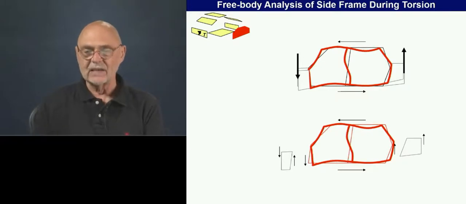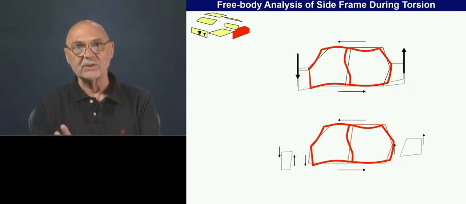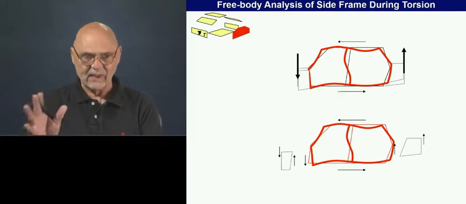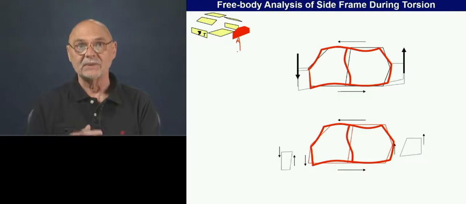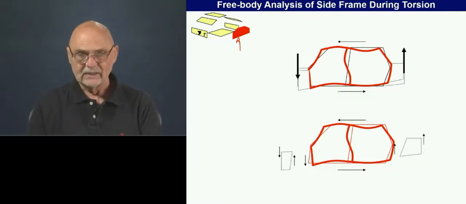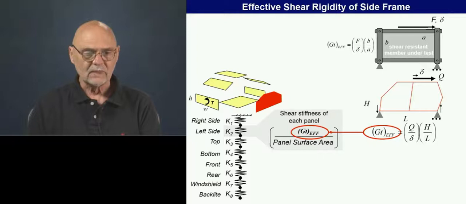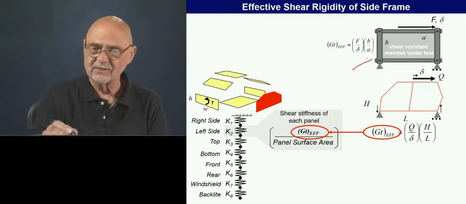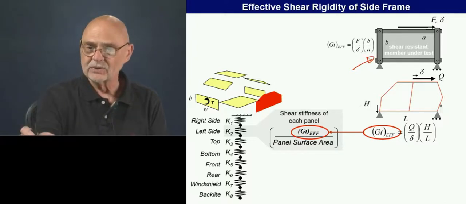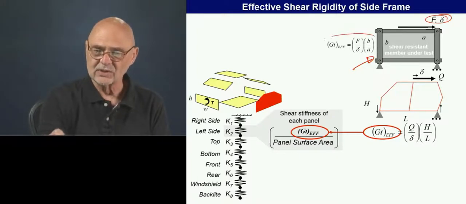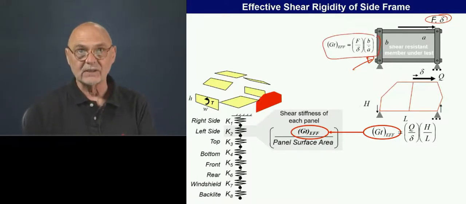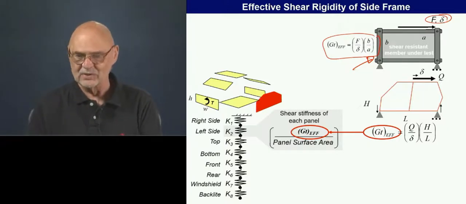And we're going to imagine taking the side frame out of the car. It's one of the shear-resistant panels in the car. And we want to figure out what is its effective G times T, shear rigidity. The way we can do that, of course, is to imagine it being put into this fixture, with the load and deflection being measured, and then using this equation to come up with the GT effective, and then from that we can use it to calculate torsional rigidity of the body structure.